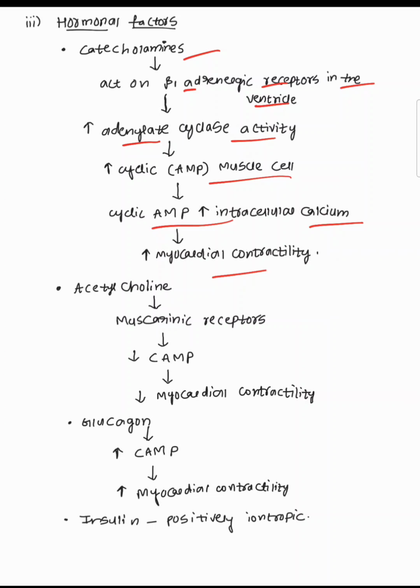Next, acetylcholine. It has muscarinic receptors. The muscarinic receptor causes a decrease in cyclic AMP, so it decreases the myocardial contractility. Remember, acetylcholine is negatively inotropic. They decrease the cyclic AMP; when cyclic AMP decreases, there will be a decrease in intracellular calcium, and that decreases the myocardial contractility. Next, glucagon. Glucagon increases cyclic AMP, so there will be an increase in myocardial contractility. Insulin is also one of the positively inotropic factors. You remember.